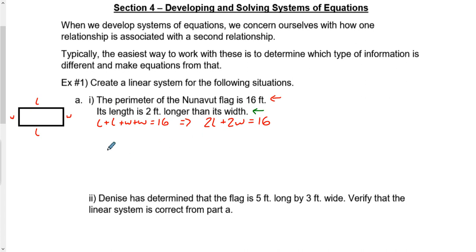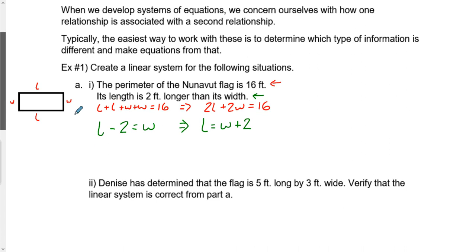There are two real ways of understanding this. Obviously you can see from my picture that it's not drawn to scale. Either we can say the length, if we took 2 feet off of it, would give us our width. Another way of dealing with that is we could say that the length is whatever our width is plus 2 feet. So those are our two equations.